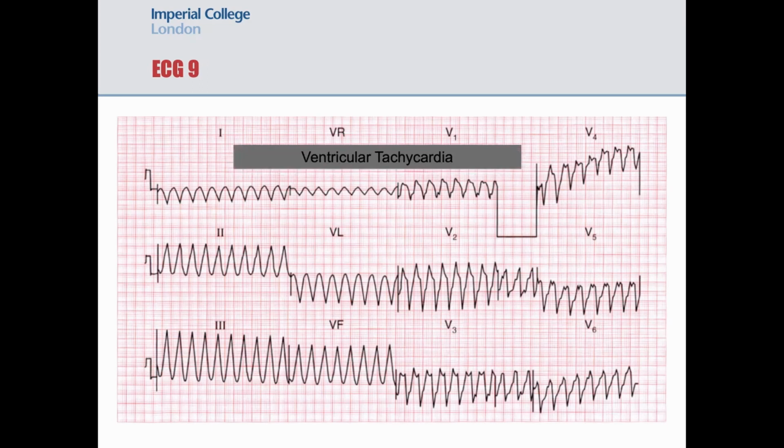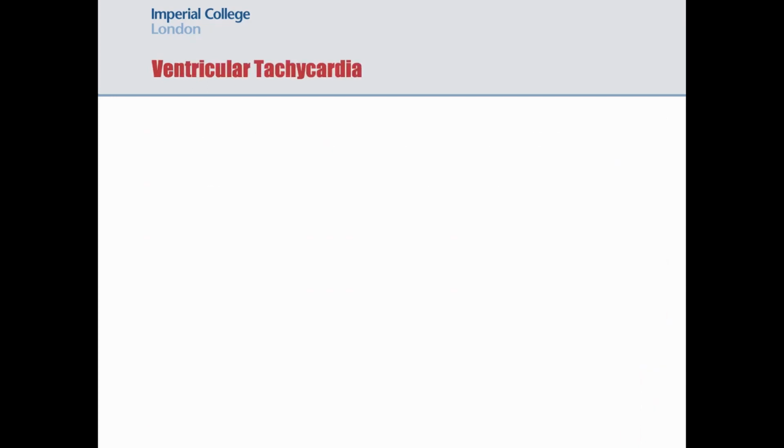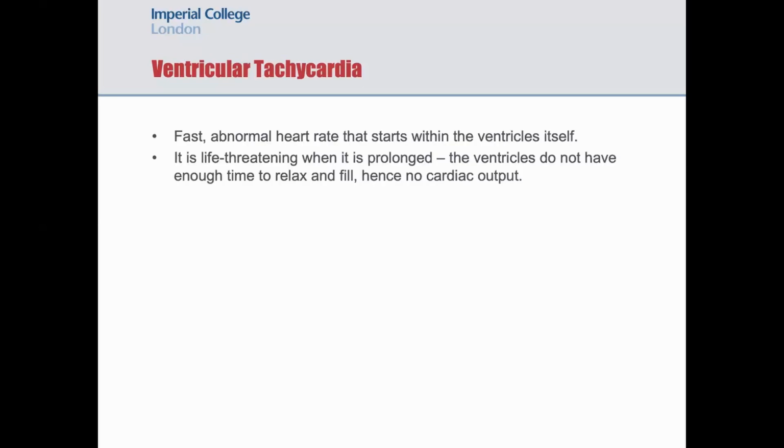So I guess you can use irregular versus regular to differentiate the two, but essentially they're both cardiac arrest rhythms, which is a medical emergency. I'll talk a bit about ventricular tachycardia, and then I'll talk about the 4 types of cardiac arrest rhythms. Okay, so like I said, ventricular tachycardia is a fast abnormal heart rate that starts within the ventricle itself. So any rhythm that originates within the ventricle itself will give you a broad complex QRS.